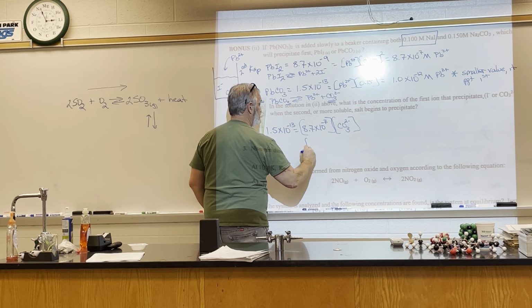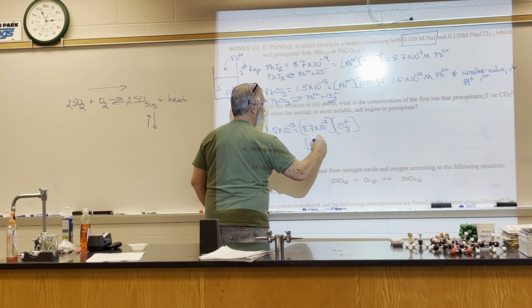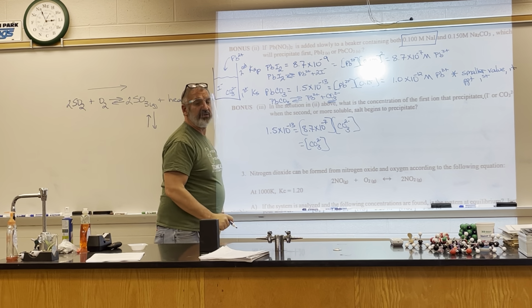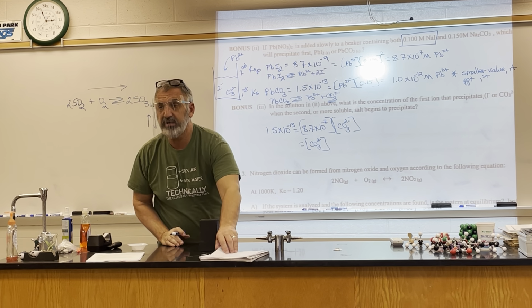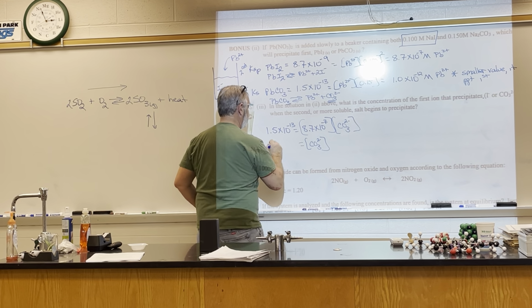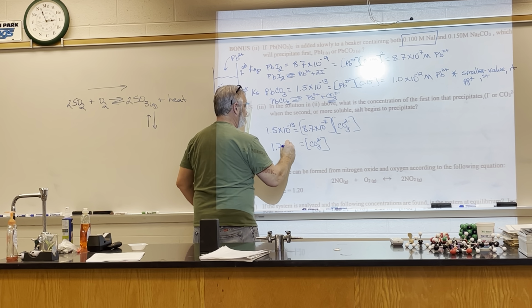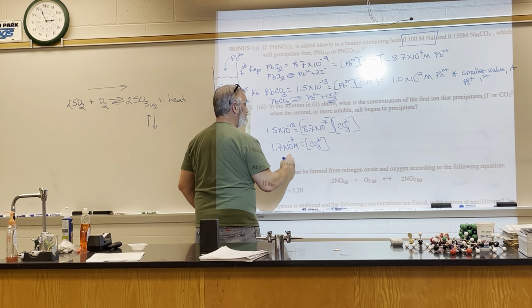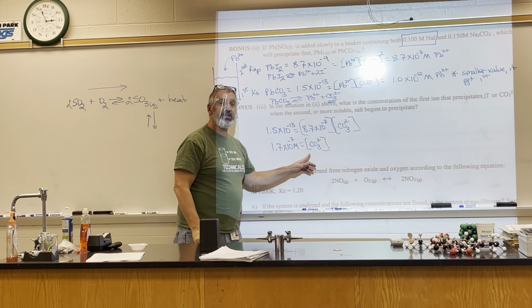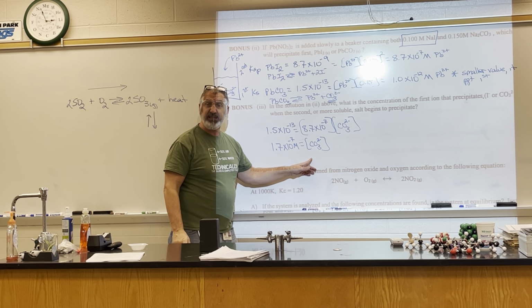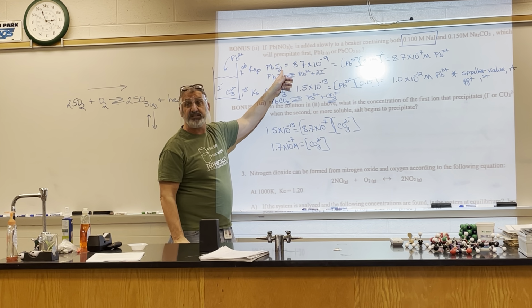Well, just divide it out. 1.7 times 10 to the -7. So that's the carbonate amount that remains when the lead iodide begins to precipitate out. So there's very little of this left. Almost all of it's precipitated out.